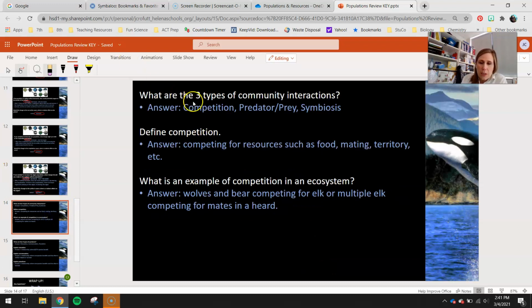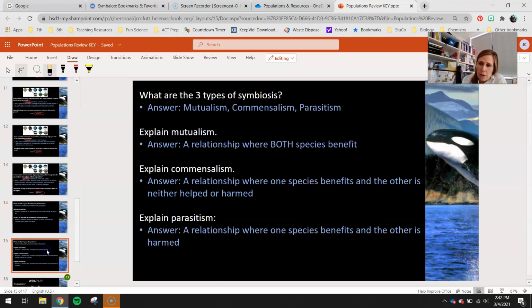What are three types of community interactions? This is straight out of your notes. Competition, predator-prey, and symbiosis. Define competition: competing for resources such as food, mating, territory, etc. What is an example of competition? You really could put just about anything on this one, but maybe two carnivores like wolves and bears competing for elk, or multiple elk competing for mates in a herd. You guys could add a lot of options. Those by far are not the only options you might have.